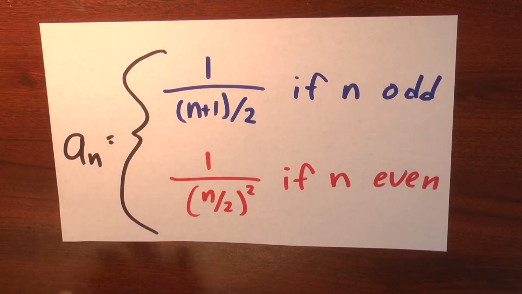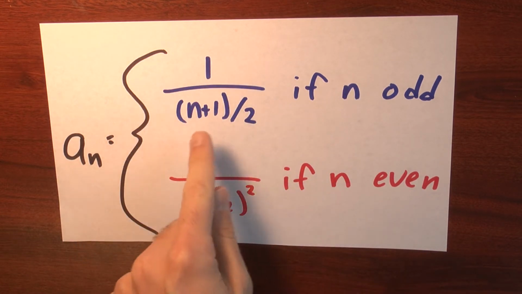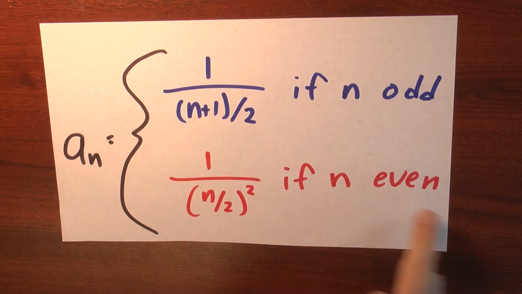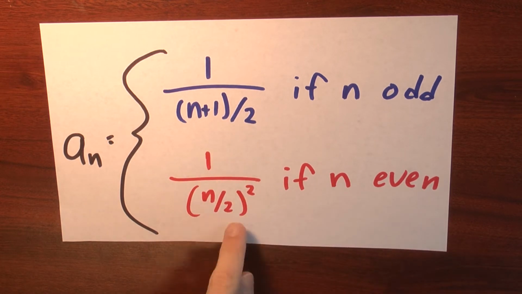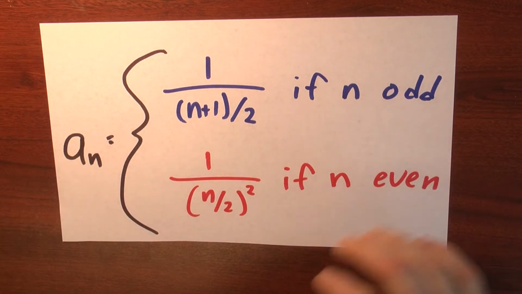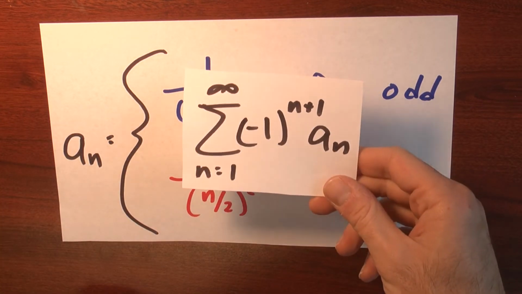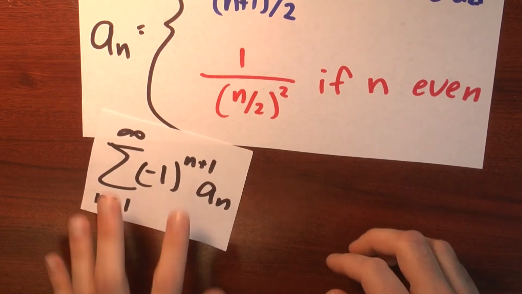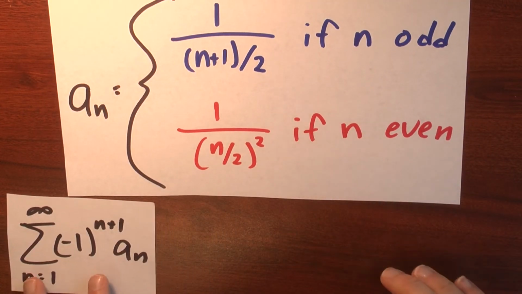Well, here's an example. It's a sequence a sub n, and the definition depends on whether n is odd or even. So if n is odd, it's 1 over (n plus 1) divided by 2. And if n is even, it's 1 over (n over 2) squared. Well, what does this look like? I'm going to use this sequence to build an alternating series. And what is this alternating series then looking like?